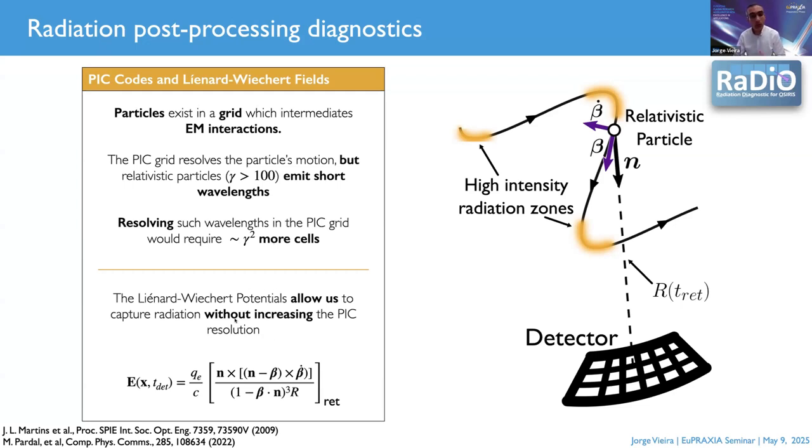So we then use a trick to capture this radiation using the Liénard-Wiechert potentials, which allows us to capture the radiation emitted by relativistic electrons without actually increasing the resolution of the PIC simulations. And we can do this at simulation runtime using the quantities that are available inside the particle-in-cell loop: the acceleration of the electron, the velocity of the electron beta, and also as a function of the emission direction n. We implemented this in OSIRIS, and we called it the radiation diagnostic for OSIRIS, or RaDiO in short.